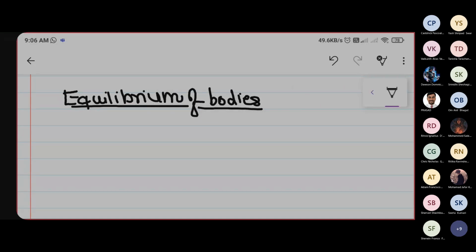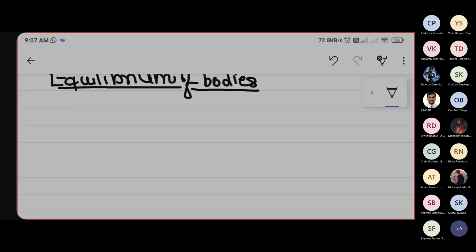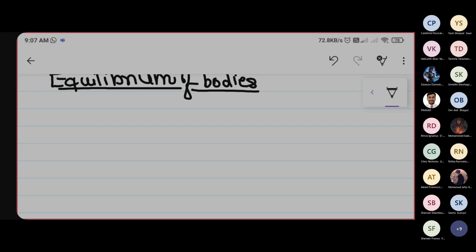What is meant by equilibrium of a body? If a body is said to be in equilibrium, its state of rest or of motion in a straight line is not altered. That means whatever forces are acting on the body, if we find the resultant and that resultant is zero, then we can say that this body is in equilibrium. What does resultant mean? It is the resultant of the number of forces acting on one body.